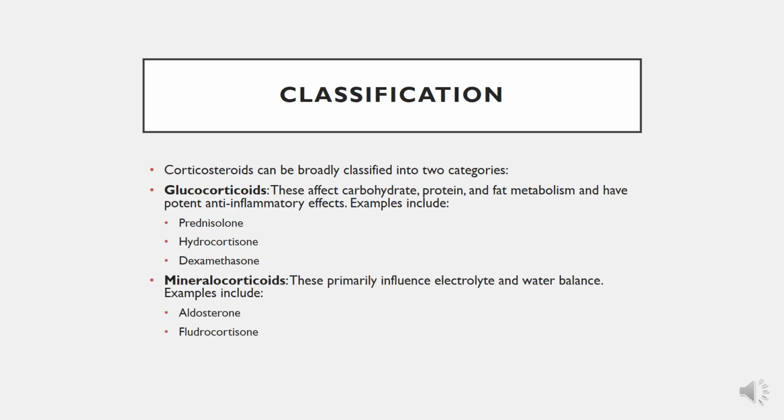Corticosteroids can be broadly classified into two categories, that is glucocorticoids and mineralocorticoids. Glucocorticoids affect carbohydrate, protein and fat metabolism and have potent anti-inflammatory effects. Examples are prednisolone, hydrocortisone and dexamethasone. Mineralocorticoids primarily influence electrolyte and water balance. Examples are aldosterone and fludrocortisone.